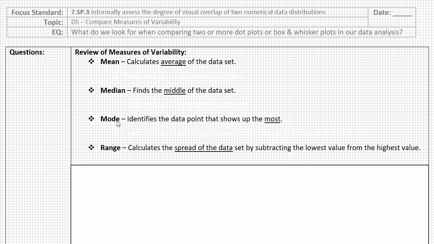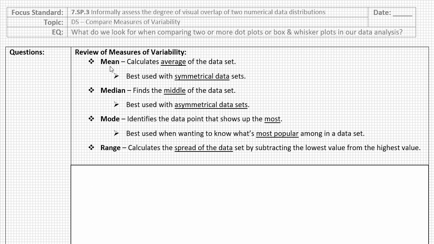Between mean, median, and mode, it's important to know when to use which of these calculations. Sometimes we calculate all three, but in real life, it usually depends on the situation and the data set that we're examining. The mean is best used with symmetrical data sets. Median is best used with asymmetrical data sets. And mode is best used when wanting to know what's most popular among the data. So, with this review in mind, we're going to start by comparing some data that is shown to us in a dot plot. Let's go ahead and take a look.